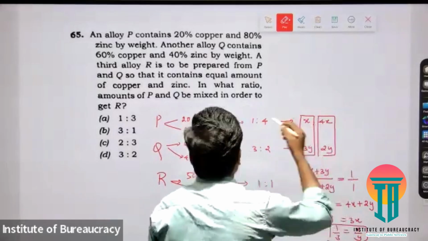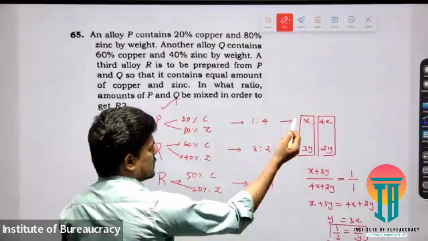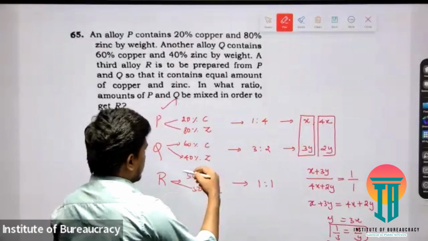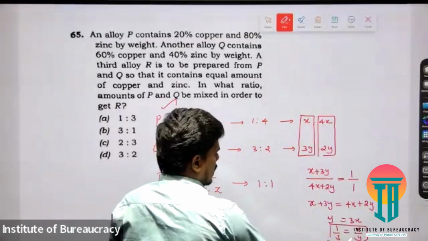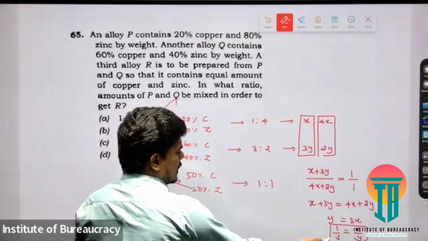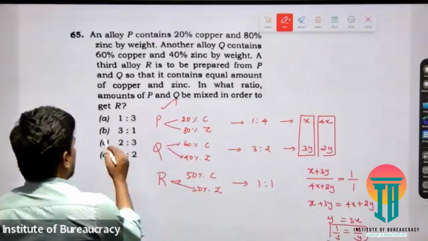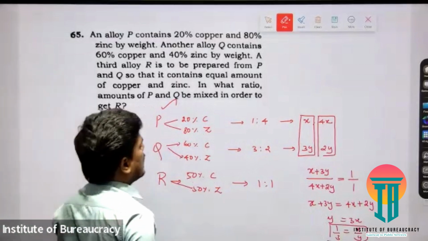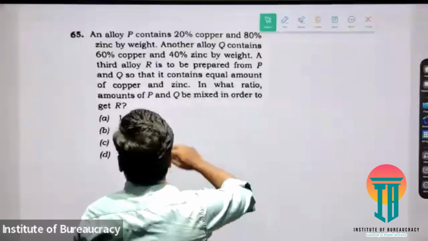X comes from P, that is the copper and zinc quantity. Y comes from Q, that is the copper and zinc quantity. So x by y, the copper and zinc quantity, is going to be in the ratio 1 is to 3. Option A is the answer for this question. It's a simple ratio based question again.